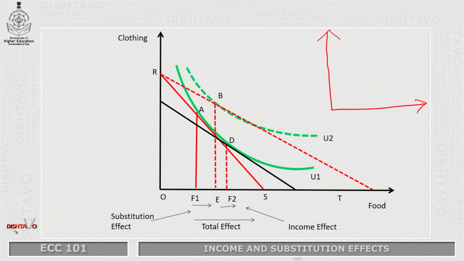So again we have clothing on your y-axis and you have food on your x-axis. Okay, we have the budget line RT and you have your indifference curve U1. You have point A where a consumer initially is buying C1 and F1 amount of food, which we have already seen. Okay, now we have to draw a new budget line, that is the dotted budget line which you see in the diagram.